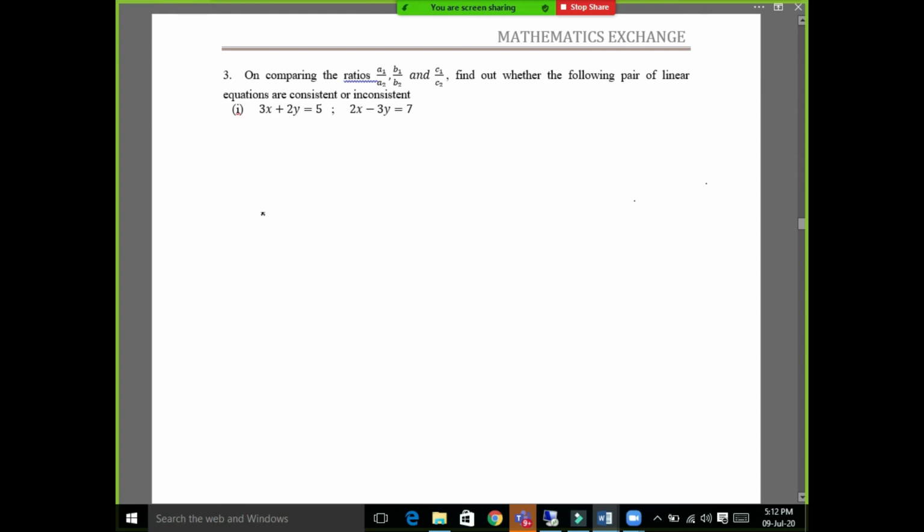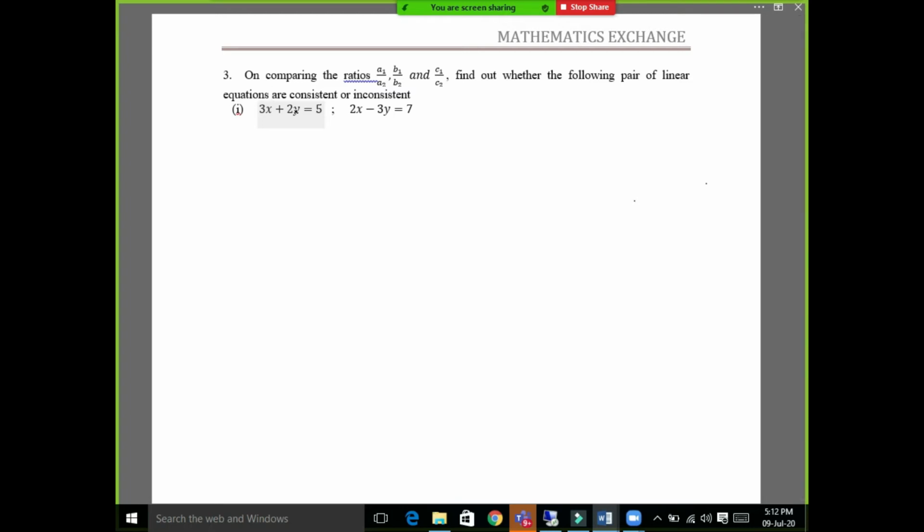Question number 3. On comparing the ratios a1 by a2, b1 by b2 and c1 by c2, find out whether the following pair of linear equations are consistent or inconsistent. So we have to compare the ratios a1 upon a2, b1 upon b2 and c1 upon c2, and by considering the equalities and inequalities we have to check whether the equations are consistent or inconsistent.